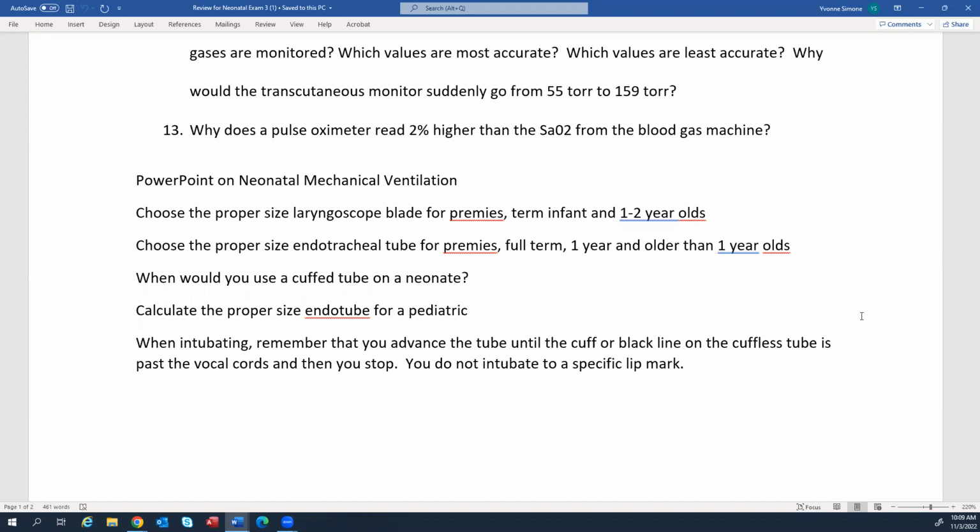And then when would you use a cuffed endotracheal tube on a neonate? So it's okay to use a cuffed tube on neonates. Typically, though, the intensivist will start off with an uncuffed tube in all the babies. The cricoid cartilage is narrow enough so you don't get a complete seal, but close enough. However, if the percentage of leak around the endotube exceeds 30%, that's an indication that a larger endotube or a cuffed endotube is needed.